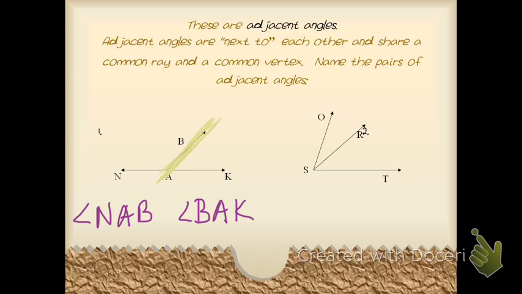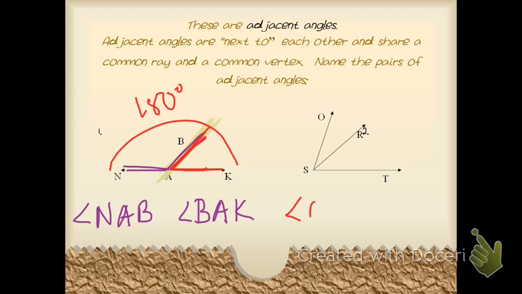Do you understand? Because here's one angle, there's one angle, and then your other angle is right here. And together, how many degrees are those angles? 180 together. Okay? So on this one, the adjacent angle would be angle OSR. That's one angle. And then adjacent to OSR would be angle RST.